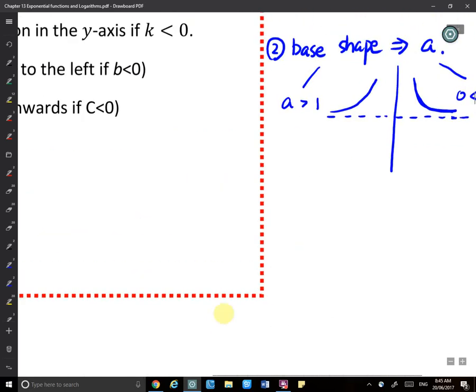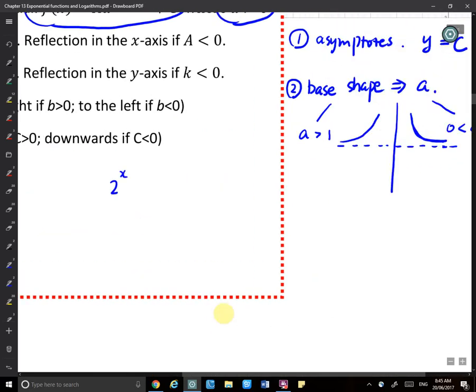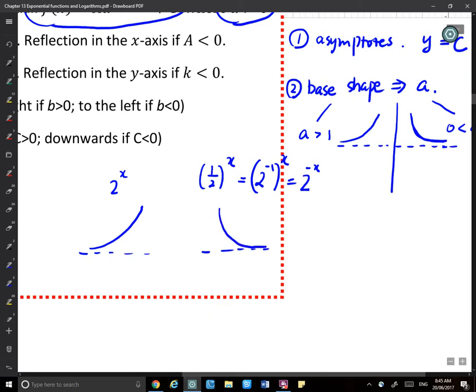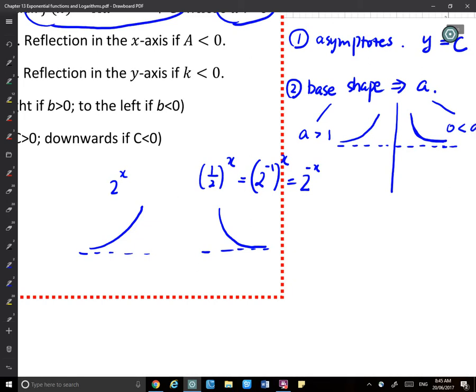Why is one increasing and one decreasing? Remember 2 to the power of x looks like that. So a half to the power of x equals 2 to the power of negative 1, and then to the power of x, which equals 2 to the power of negative x. 2 to the power of negative x is a reflection. If it gets reflected by the y-axis, that's why it becomes a decreasing graph. That's why when the base is between 0 and 1, you have a decreasing graph.